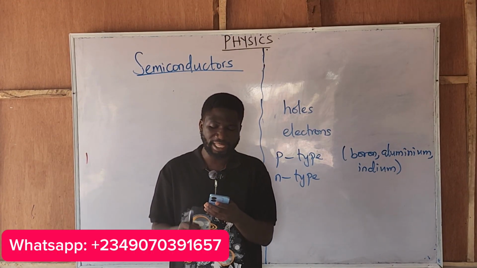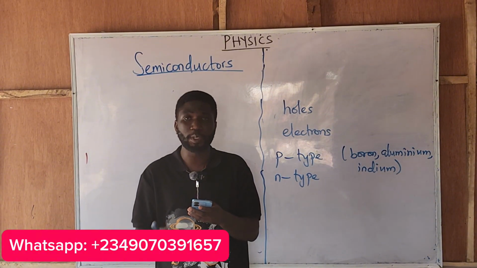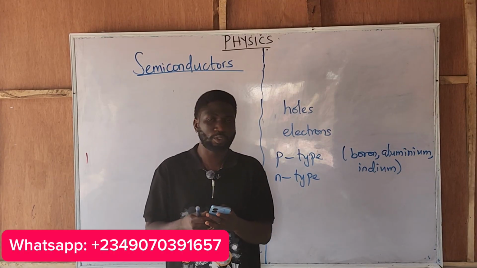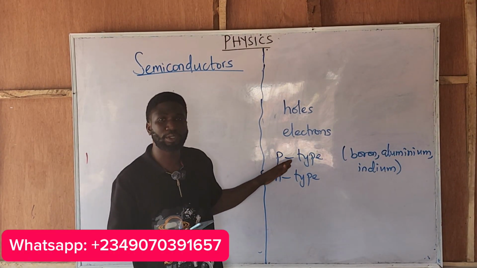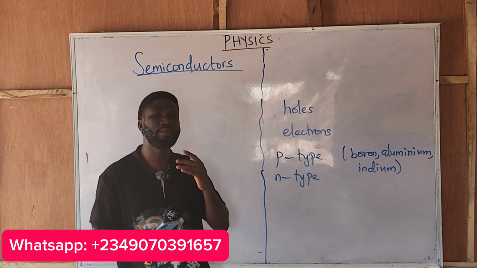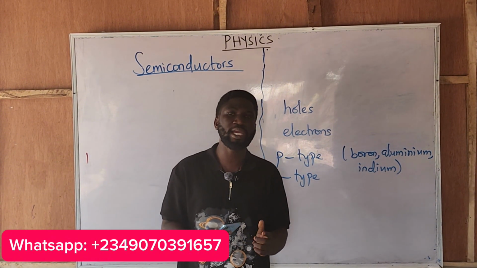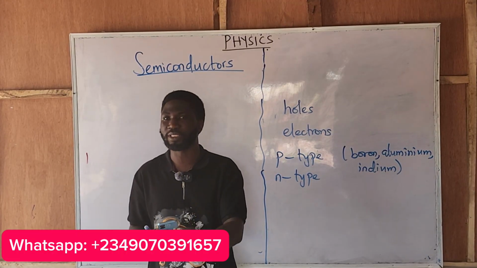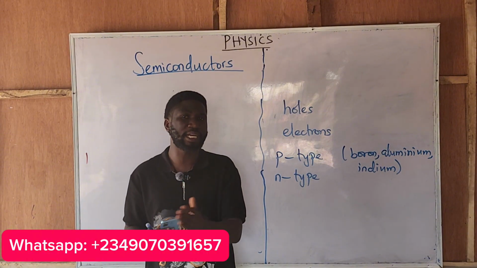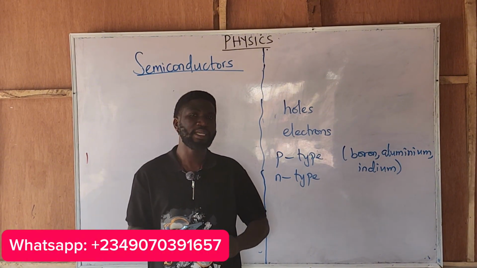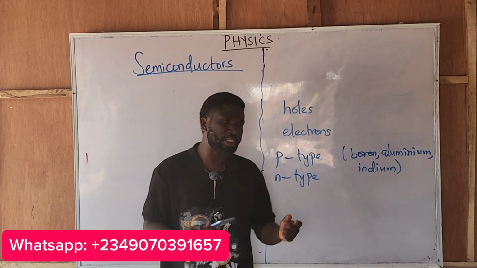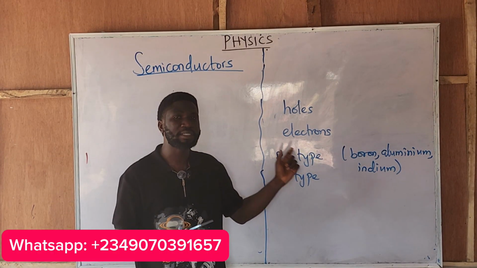Alright, so the next question says, a silicon material is doped with an element of a certain group and an n-type semiconductor is formed. The most likely group of the elements is dash. So I've explained the one for p-type semiconductor. So for the n-type semiconductor, how is it formed? It is formed when a pure semiconductor is doped, that is, when we add an impurity, and the impurity needs to be a pentavalent atom. Whenever we add a pentavalent atom into a pure semiconductor, the result is going to be an n-type semiconductor.